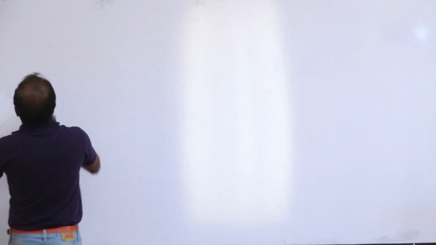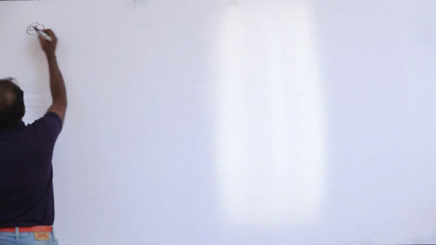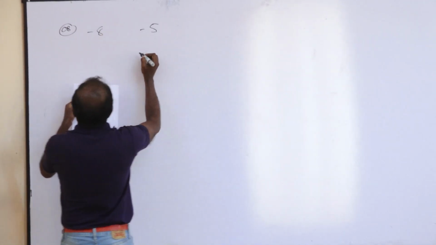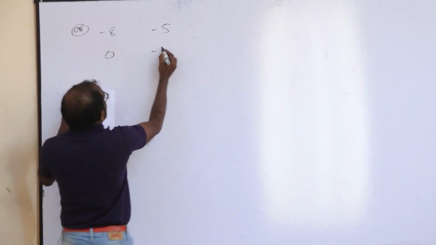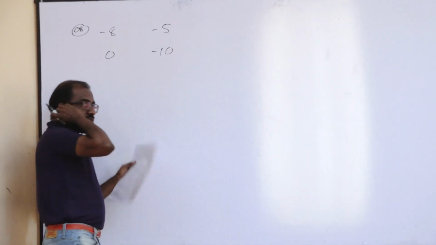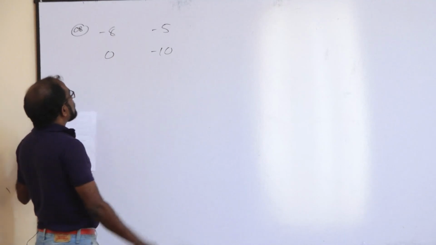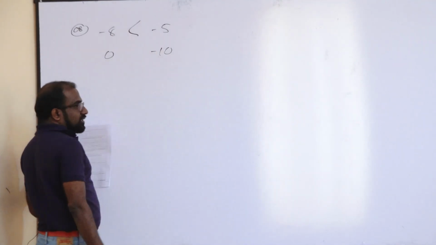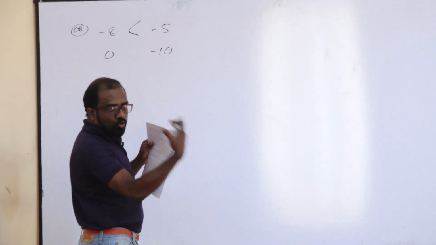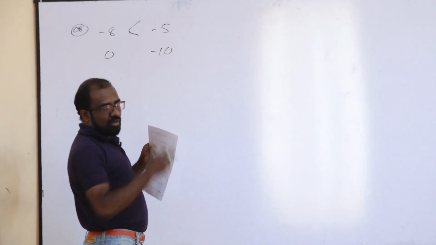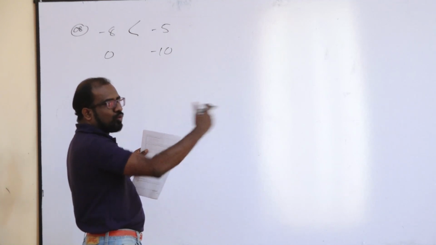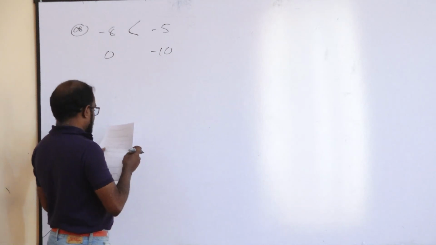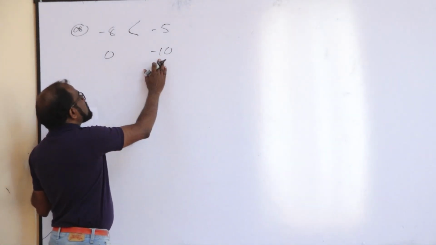So, 8th question. The 8th question is again a grade 6 one. You have to compare these numbers using greater than and less than. So, this is actually grade 6. So, out of minus 8 and minus 5, we know minus 5 is greater. Minus side again. Look, number minus 1, then minus 2, minus 3, minus 4. Values are reducing. So, minus 5 is greater than minus 8. Then 0 and minus 10.